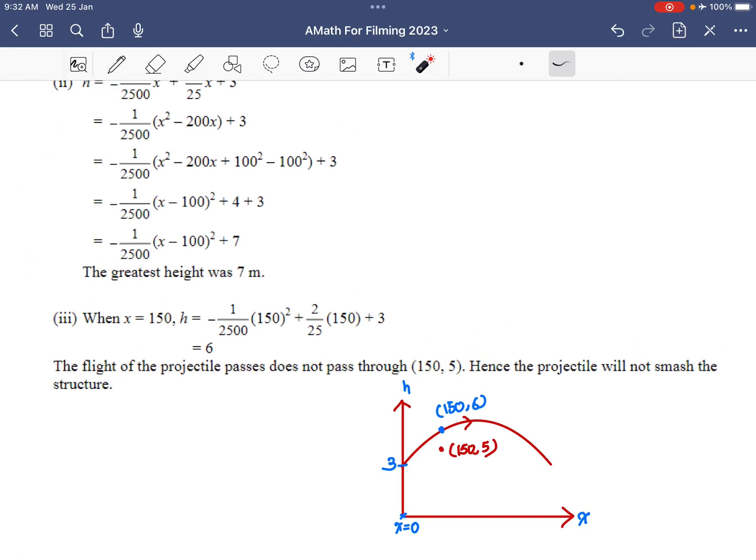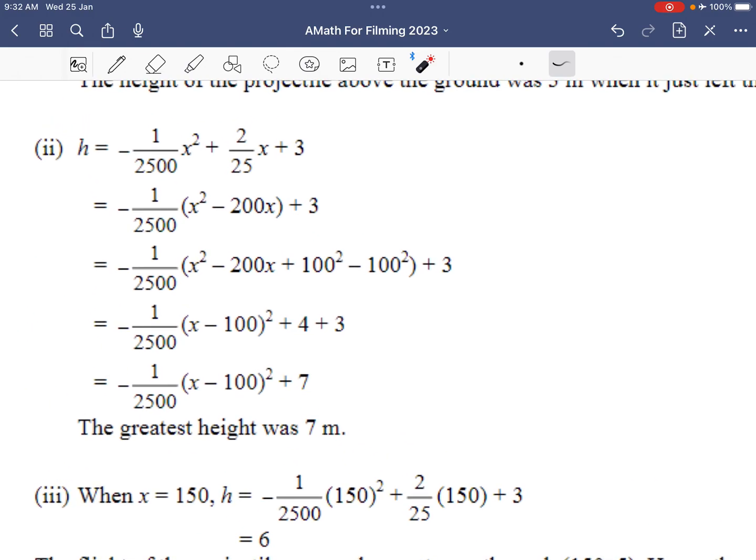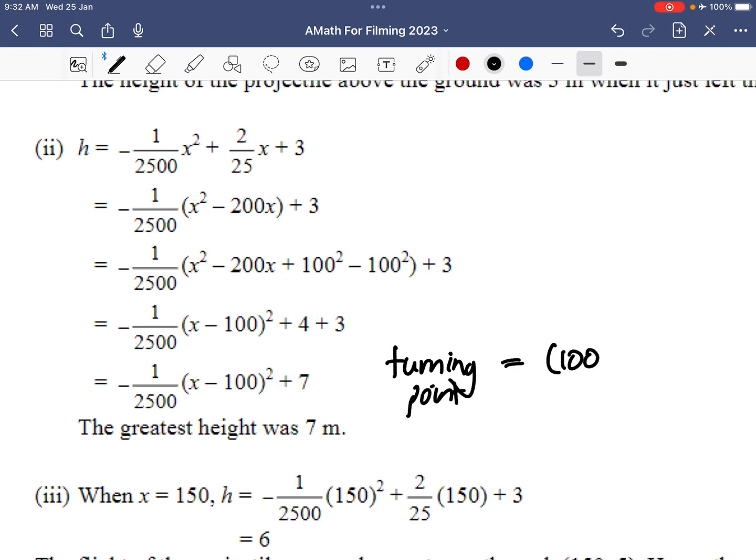Now, next thing is this. To find the greatest height, same idea here. What I can do is complete the square. I will leave it to you all to see how I completed the square. But if I read from what I call the completed square form, I find that my turning point is (1, 7). So that means when x equals 1, my height is 7. Therefore, the greatest height is 7 meters.